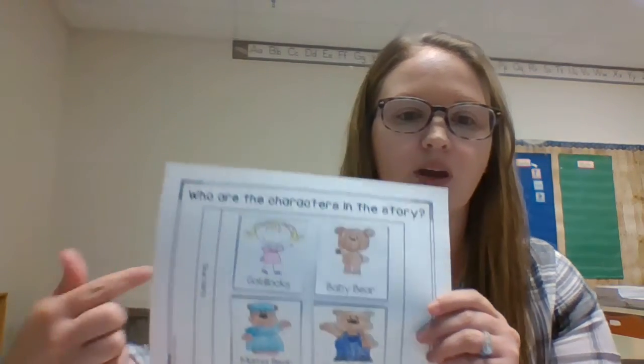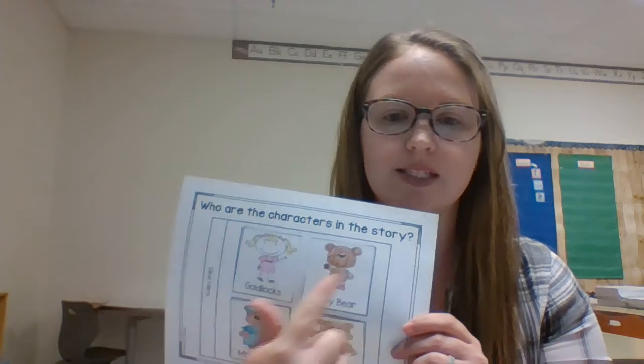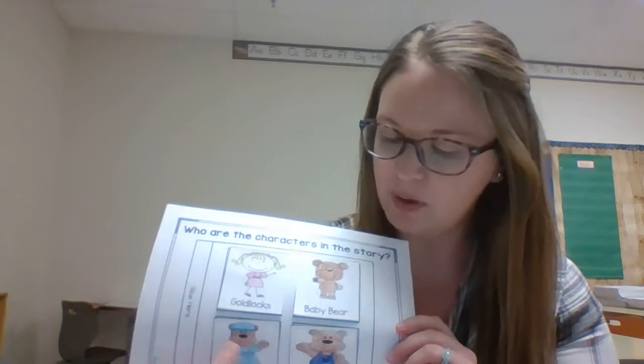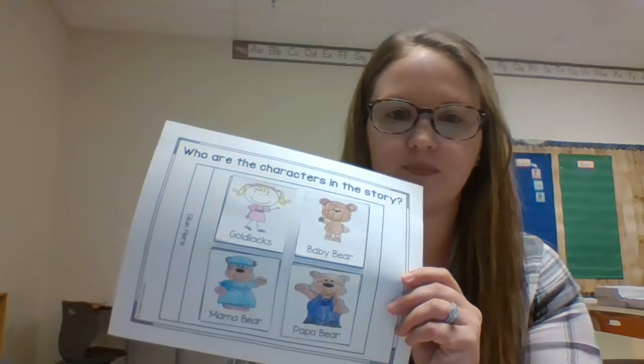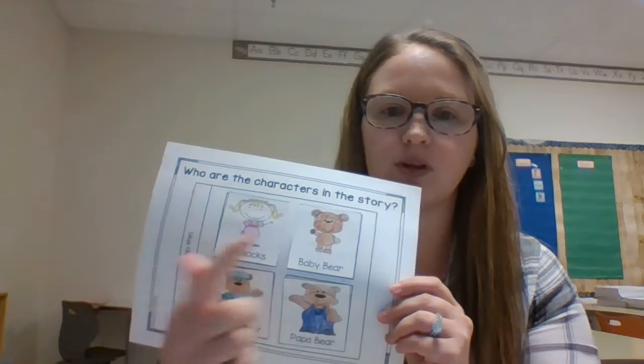Hi guys. Yesterday in reading, we were talking about the characters in a book. And when we talk about the characters in a book, we are talking about the people or the animals in the book. So we read Goldilocks and the Three Bears, and our characters, remember we did this page together. Our characters were Goldilocks, Baby Bear, Mama Bear, and Papa Bear. Those were the people and the animals in the story.